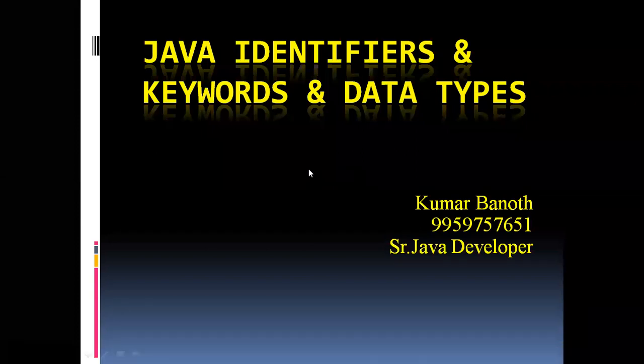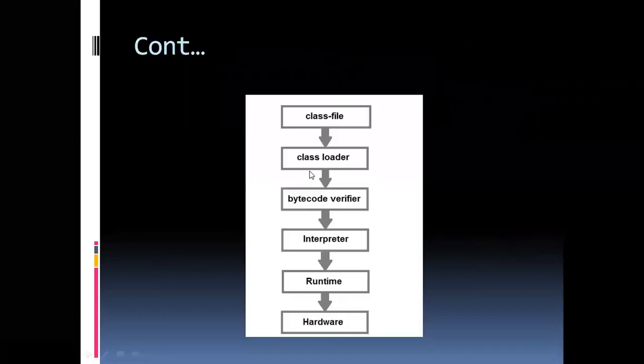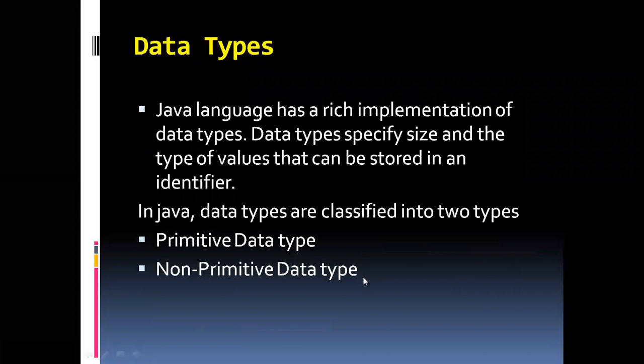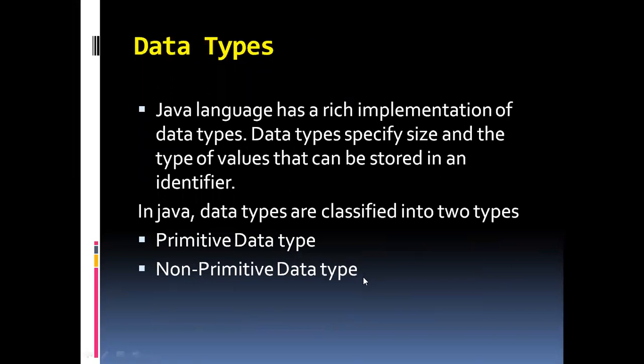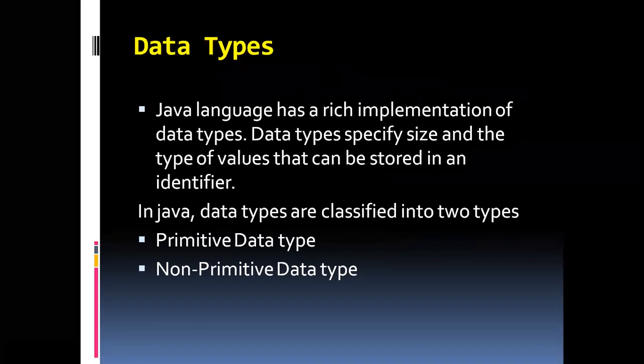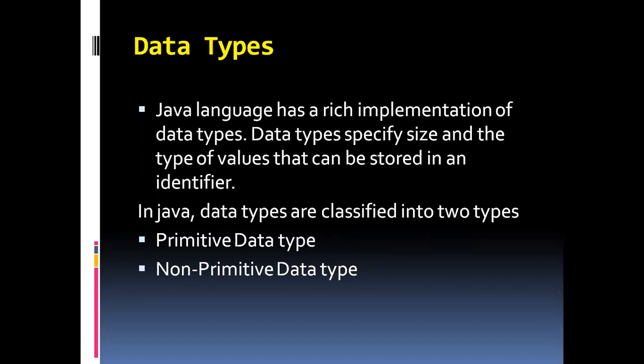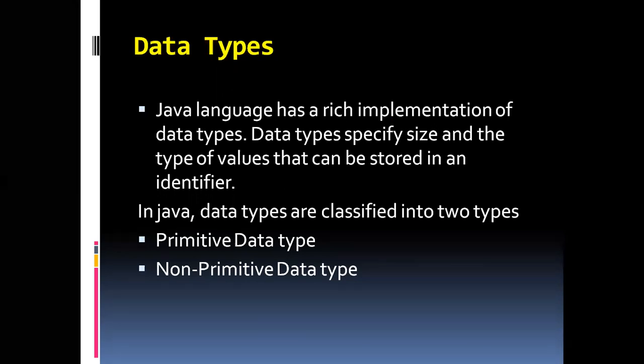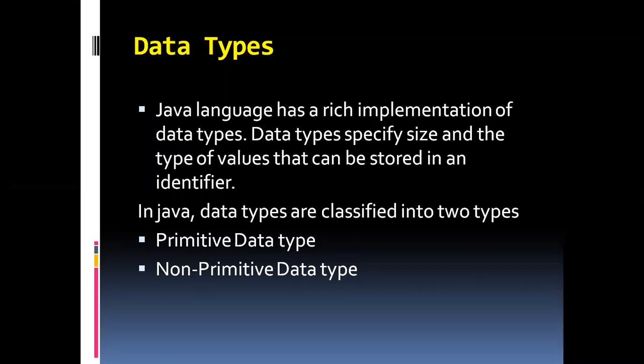Everyone should know what is meant by data types. Here the name itself: data means which kind of information or which kind of data we are going to declare in our particular program. Type means which kind of type that is. Java language has a rich implementation of data types. A data type specifies the size and the particular value.